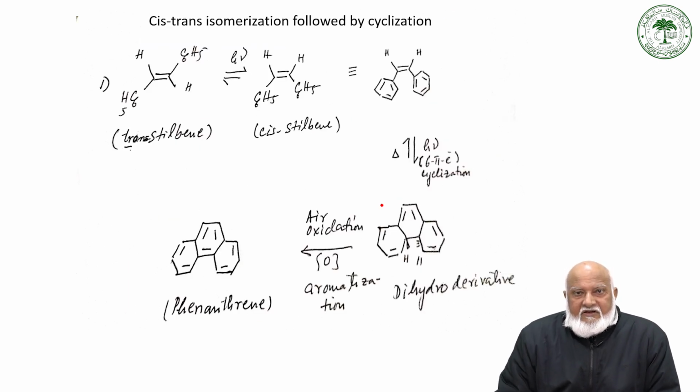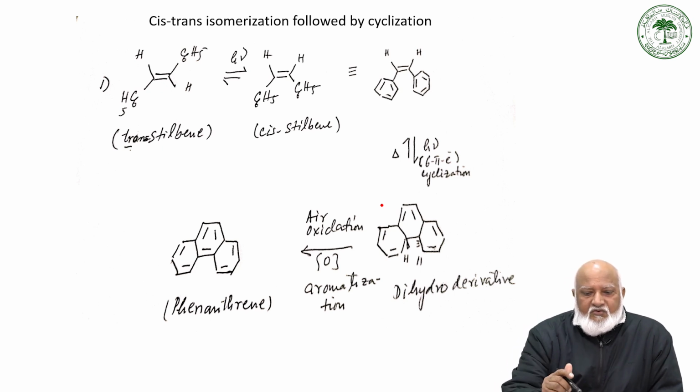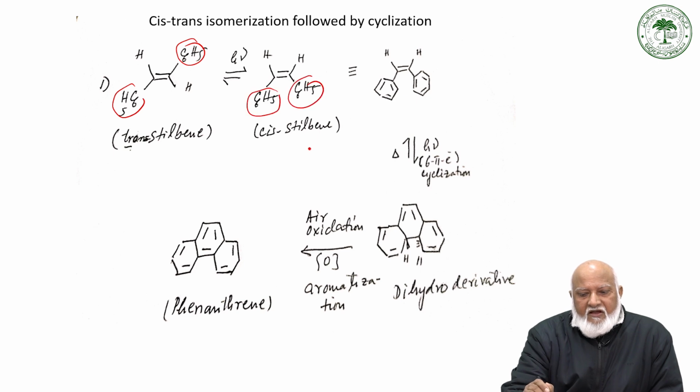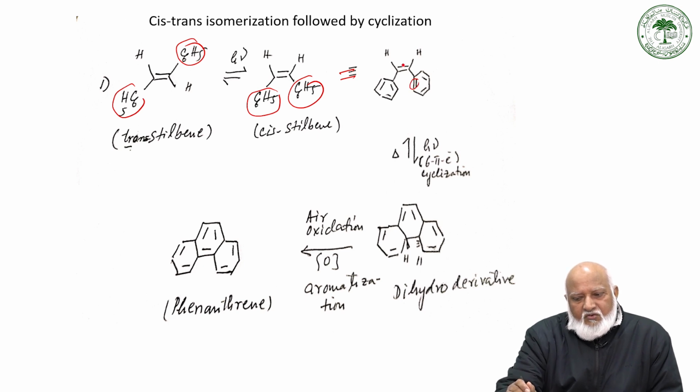This is another example of cis-trans isomerization followed by cyclization. As usual, you have trans-stilbene, which in the presence of light goes to cis-stilbene. If you continue irradiation, and we represent these two phenyl groups in this form, on prolonged irradiation this can further undergo cyclization via 6π electron cyclization to give you a dihydrophenanthrene.